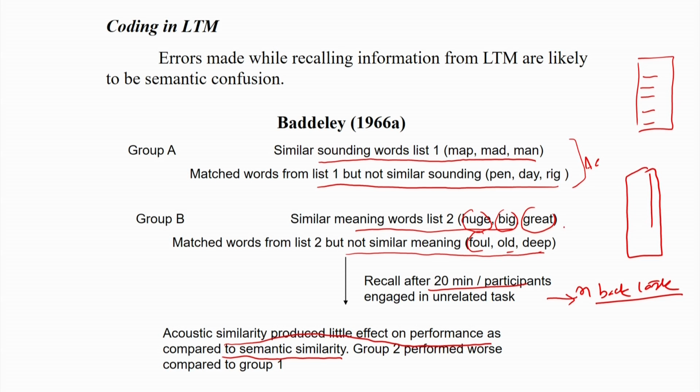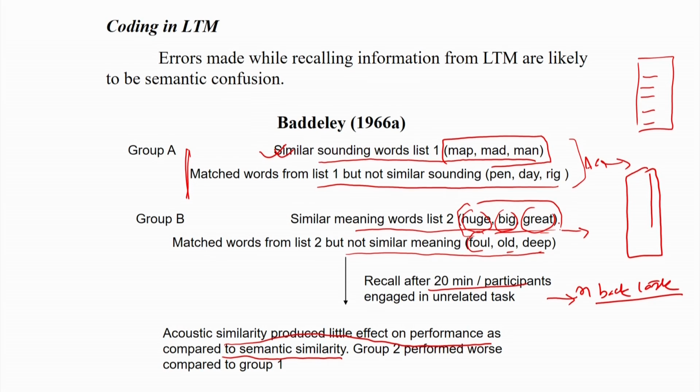So when this retrieval was done, it was found that in group A there was no difference between people who were given map and man to remember, but more confusions were seen in people who were given similar meaning words. So this experiment demonstrates that words with similar meaning were creating confusion. It also shows that the manner in which information is stored in long term memory is basically in terms of semantics, or in terms of meaning.